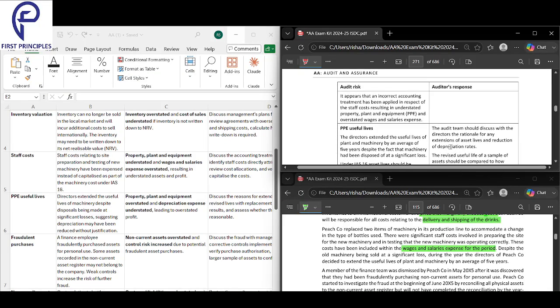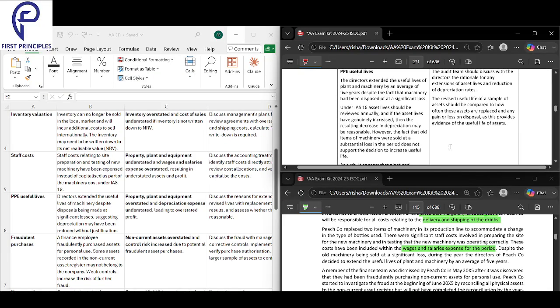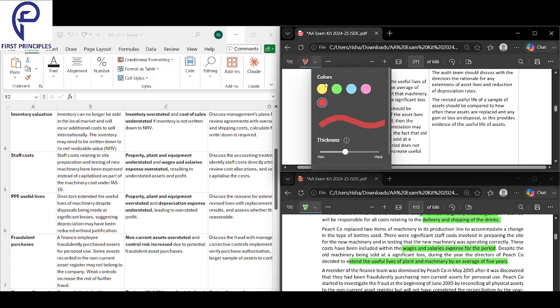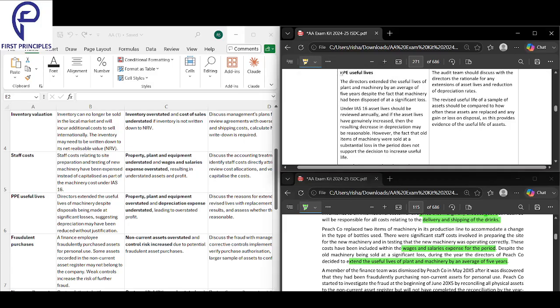Second, what these guys have done: useful lives. Despite the old machinery being sold at a significant loss during the year, Peachco has decided to extend the useful life of plant and machinery by 5 years. All the plant and machinery, they have increased the useful life by an average of 5 years. The directors extended the useful life of plant and machinery by an average of 5 years.